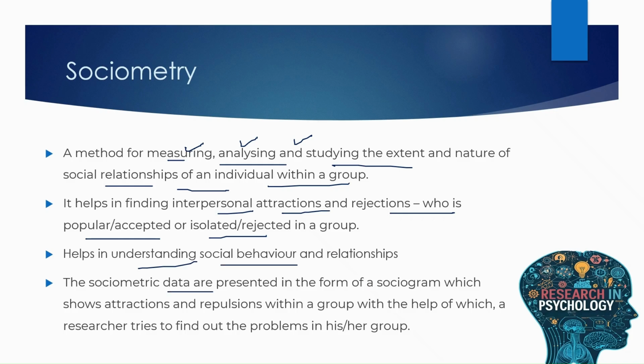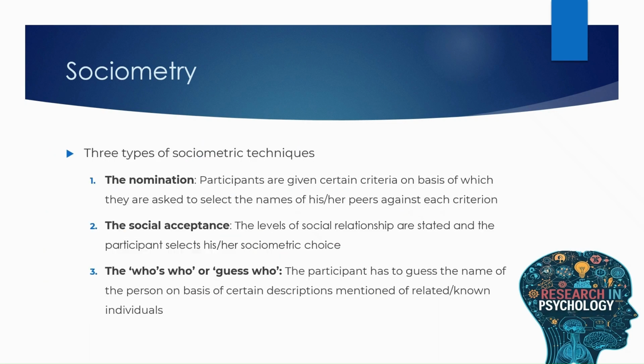Sociometric data are presented in the form of a sociogram, which shows attraction and repulsion within a group, with the help of which a researcher tries to find out the problems in his or her group. Again, this is collected in a numerical form, right? So sociometry is a way to find out how a person behaves in a social setting or in a group, okay? Sociometric data can be collected in three ways.